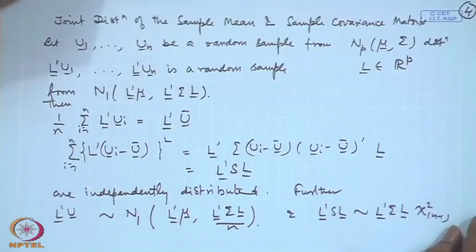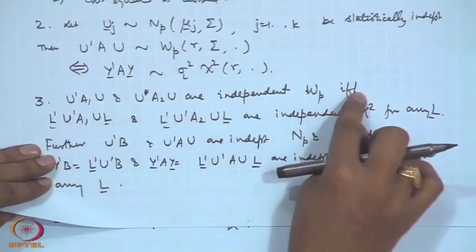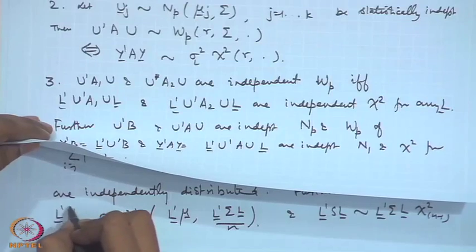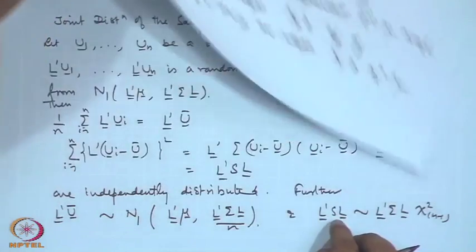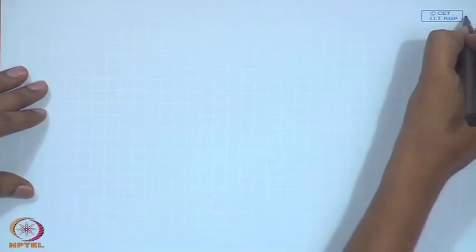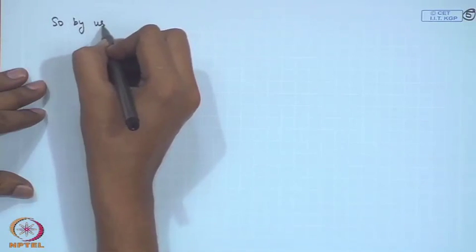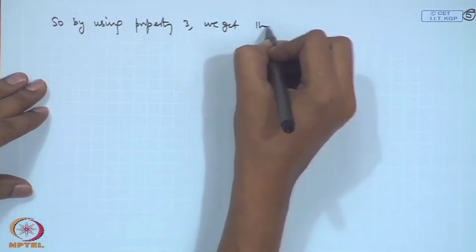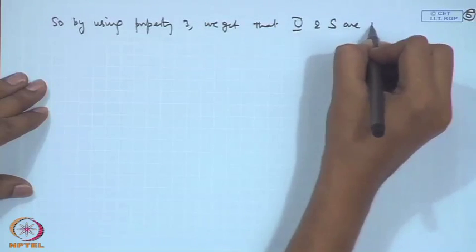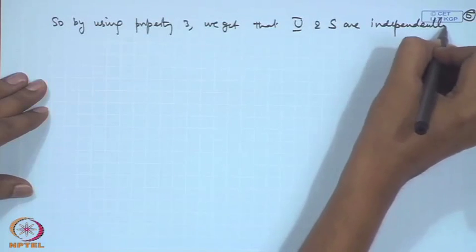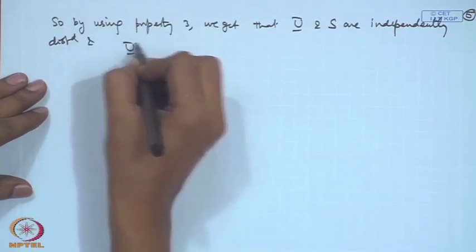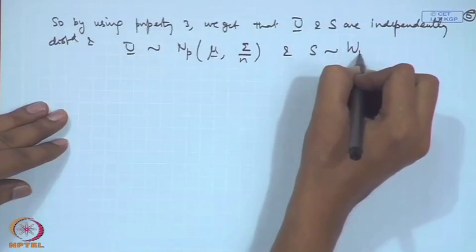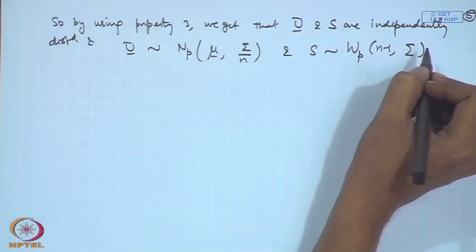So, now if we use this result, this is if and only if here. So, you will get that U bar will have multivariate normal and S will have Wishart. So, by using property 3, we get that U bar and S are independently distributed, and U bar will follow N p mu sigma by n, and S will follow Wishart n minus 1 sigma. So, this is a central Wishart distribution.